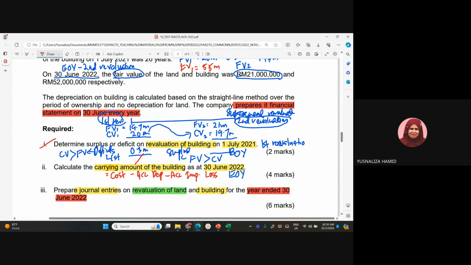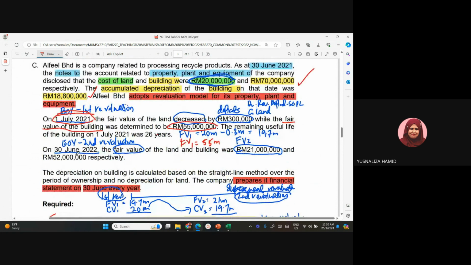However, for the revaluation model, the carrying amount may not be cost. It will be the revalued amount minus accumulated depreciation minus accumulated impairment loss. So we are going to focus on the second part, which is the calculation of carrying amount on 30th of June 2022. So when you calculate the carrying amount on 30th June 2022, bear in mind that on 30th of June 2022 here, there is another revaluation that took place.